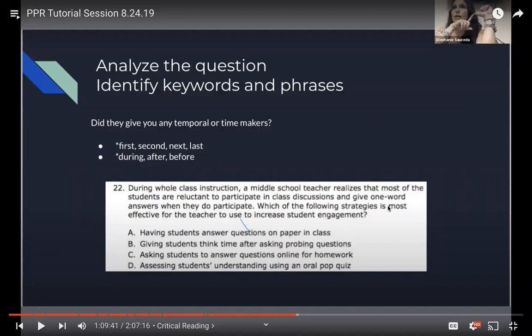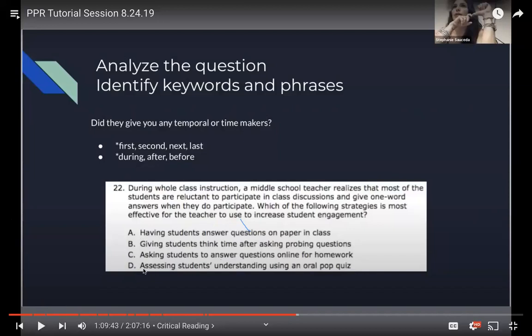Think about that, and weigh that against each answer choice. So we identified that this is something that happens during whole class discussion. Then they're reluctant. What does reluctant mean? They're scared to participate, right? That's what reluctant means, like being scared, a little bit hesitant.